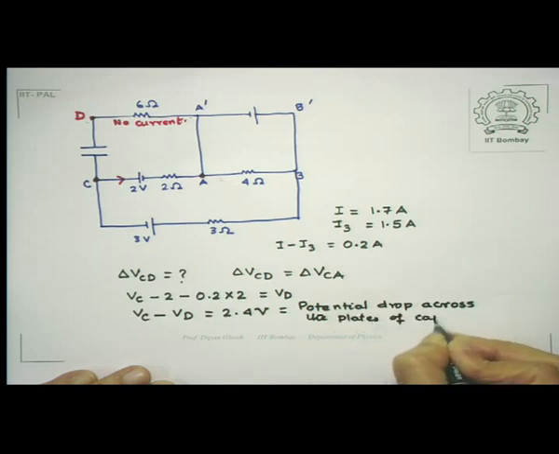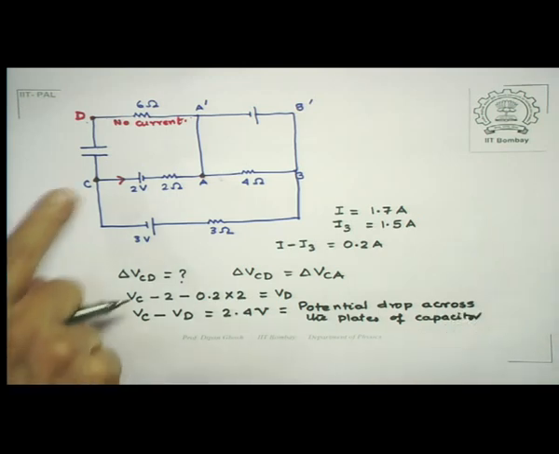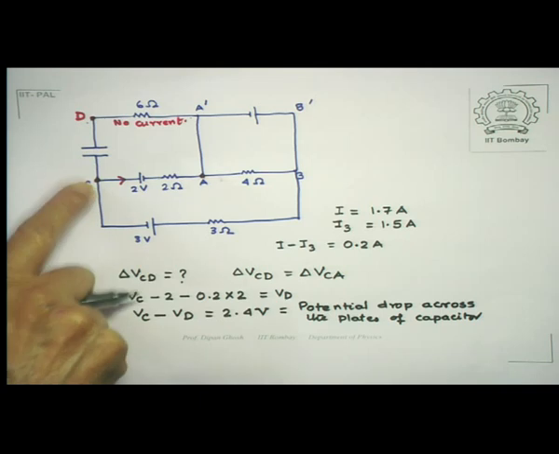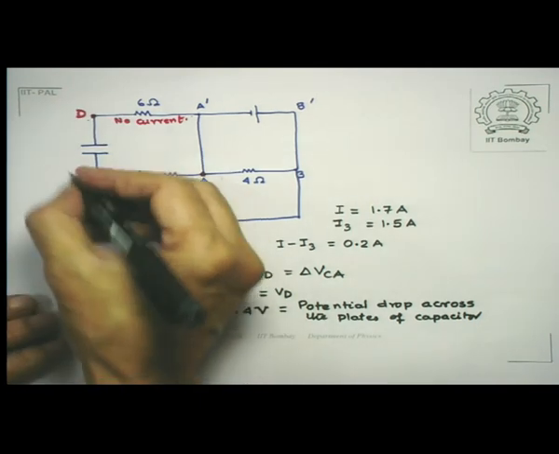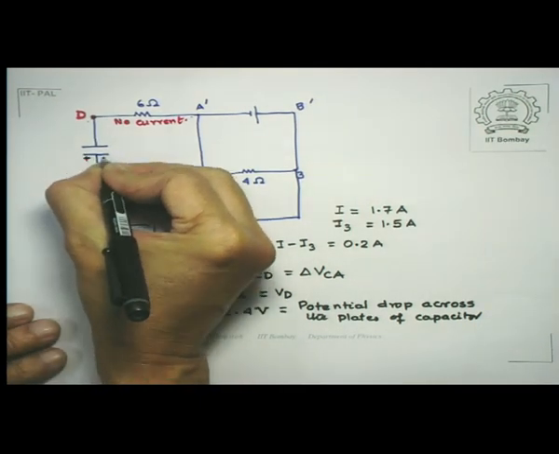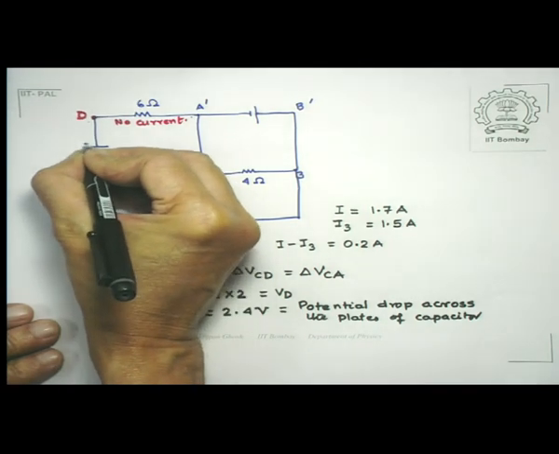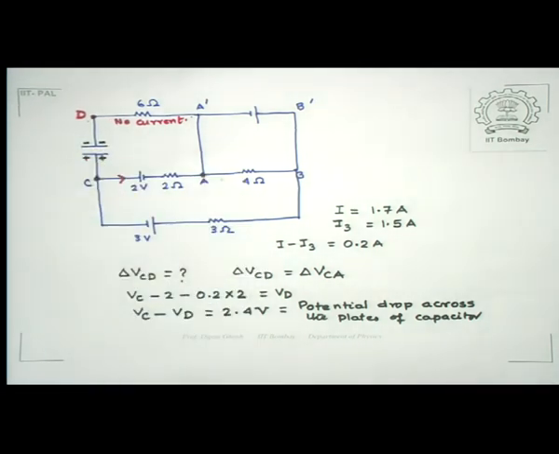And since VC is at a higher potential than VD, this side of the plate is positively charged and this side of the plate is negatively charged.